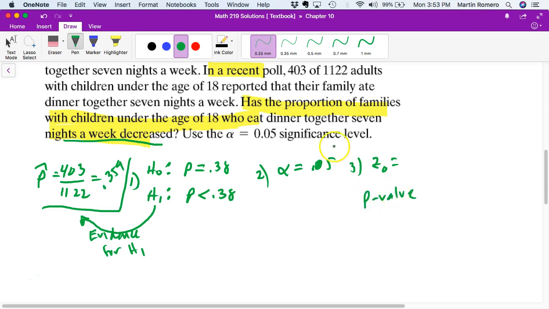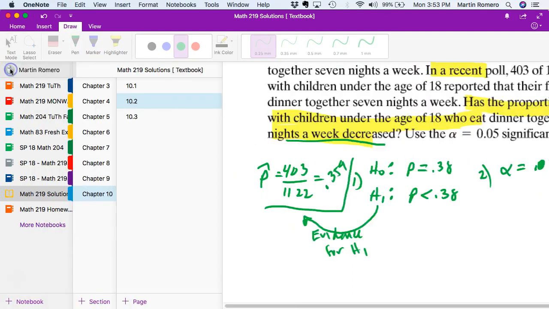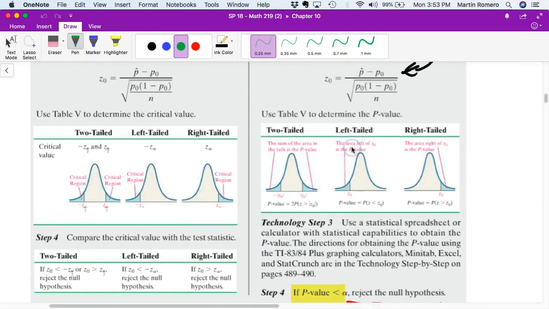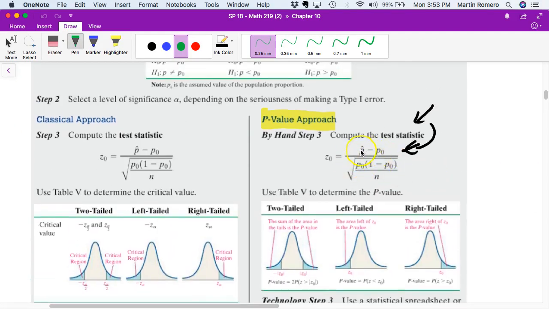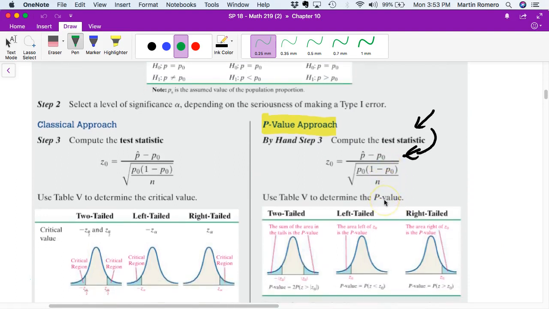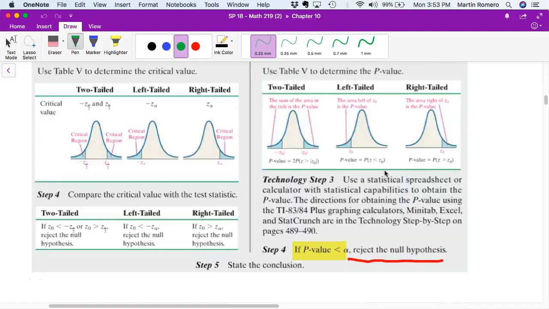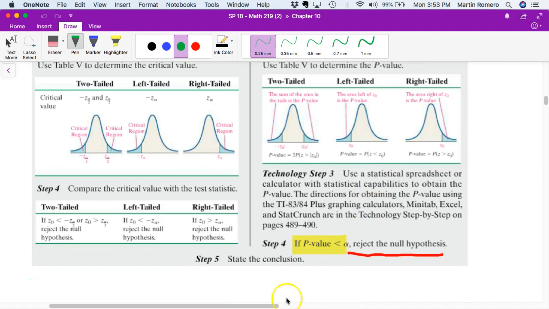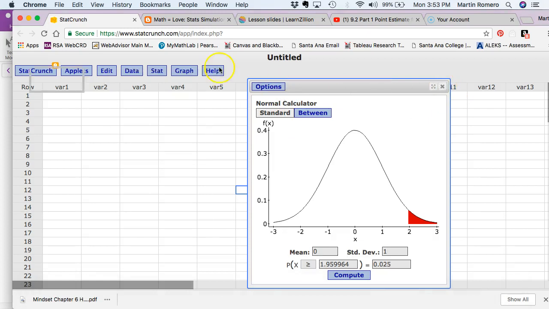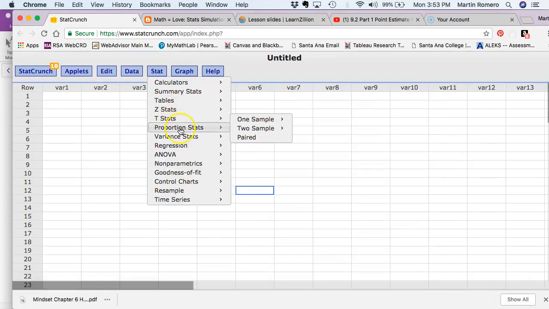So in order to do that z statistic, again, there are 2 ways to do it. If you're going to do it by hand, it looks like this. There it is, where you calculate this value, p hat minus p, which is the value that we had here, 0.38. And so we would plug that in. The other way we're going to do is use technology, and then we check to see if the p-value is less than alpha.